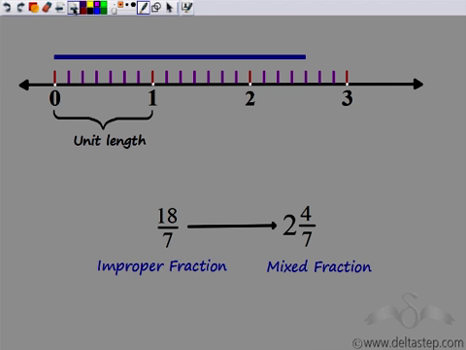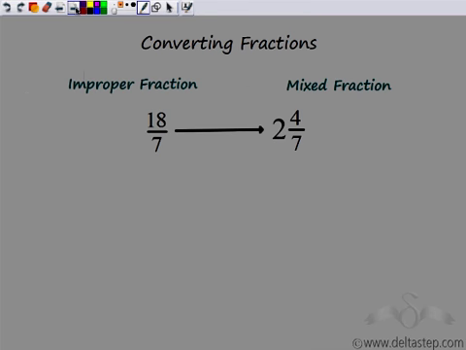Now this way of writing it is called converting fractions. I have converted an improper fraction to another type of fraction which I call a mixed fraction. Now how do I actually do that? Let us see. I want to write 18 by 7 as a mixed fraction. How will I do that? Remember that a fraction is the same as division. So I can write 18 by 7 as 18 divided by 7.